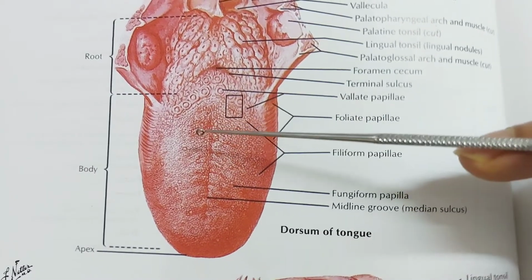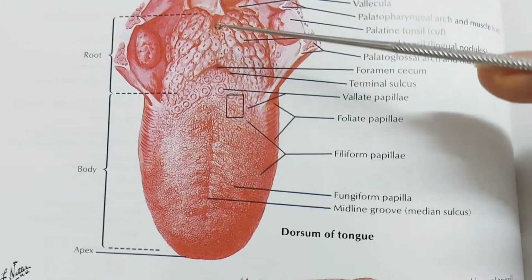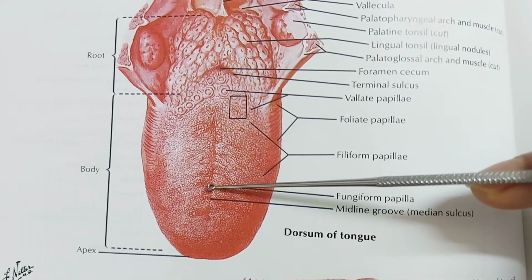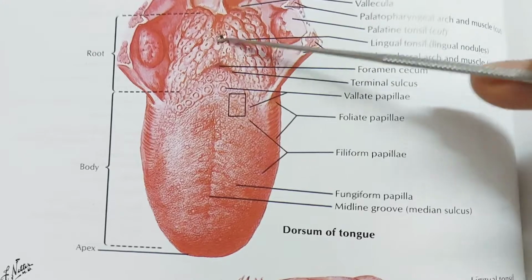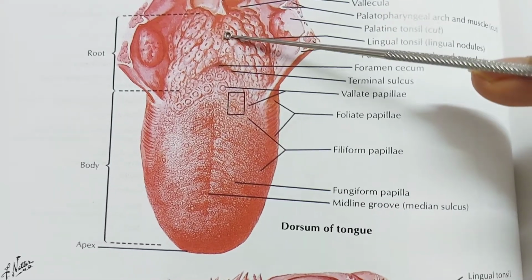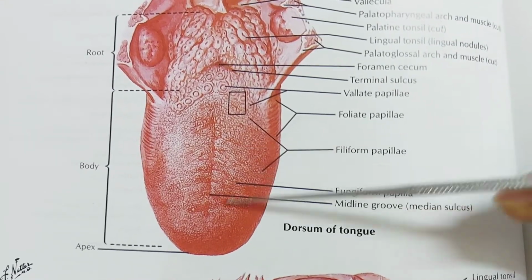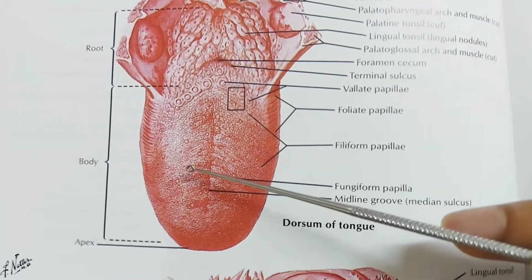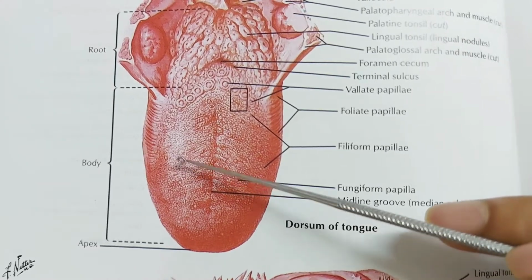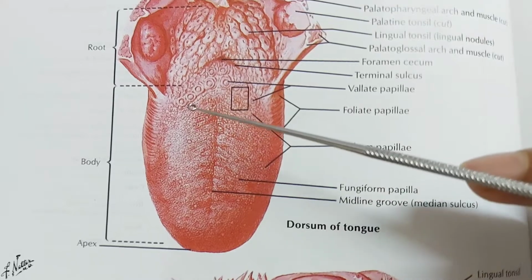And we see that the roughness of the anterior part of the tongue and the posterior part of the tongue is different. Here there are lymphoid follicles, so this is known as the pharyngeal or lymphoid part of the tongue, and this is the oral or papillary part of the tongue. We can see here the small rough areas. This is known as the papilla.